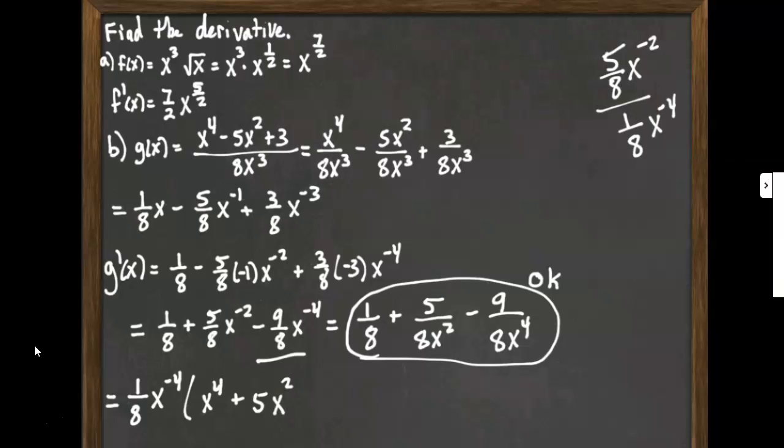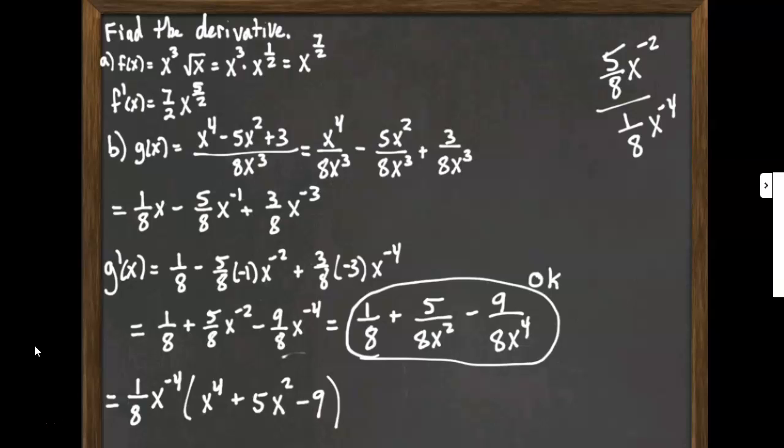And then the last one here, we take this negative 9/8 x to the negative 4, divided by the 1/8. So, of course, the 9/8 divided by 1/8 will just be minus 9. And then we have the x to the negative fourth and the x to the negative fourth, so they just go away. And so we get 1/8 x to the negative fourth times x to the fourth plus 5x squared minus 9.